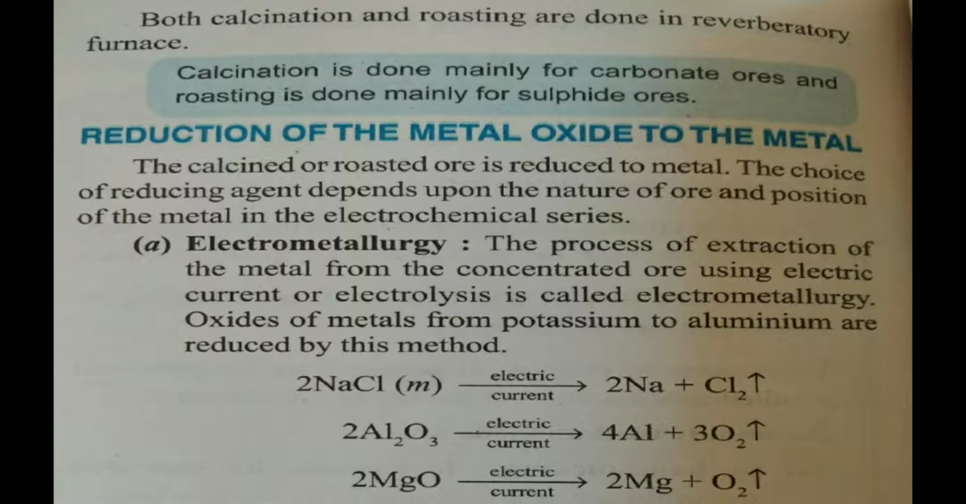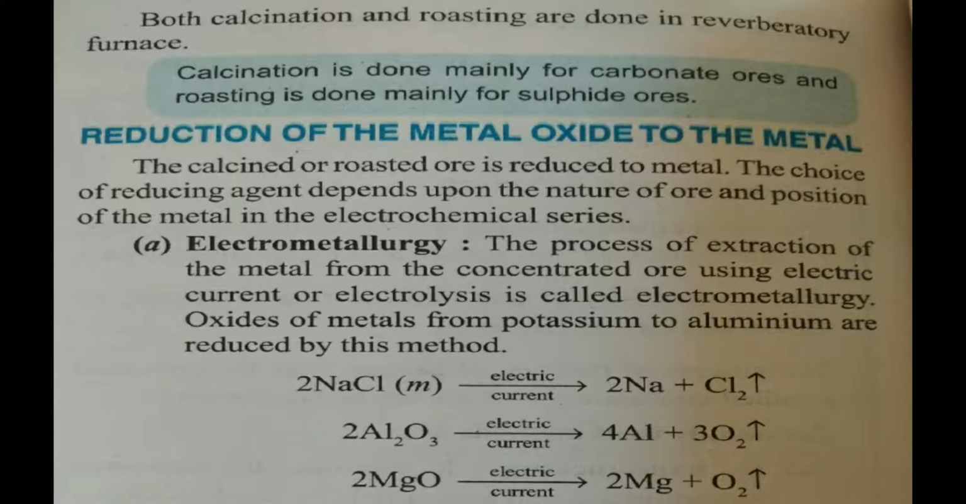Both calcination and roasting are done in a laboratory furnace. Calcination is done mainly for carbonate ores and roasting is done mainly for sulfide ores. It is important to note that. Therefore, I repeat once again, please remember that calcination is done mainly for carbonate ores and roasting is done mainly for sulfide ores.